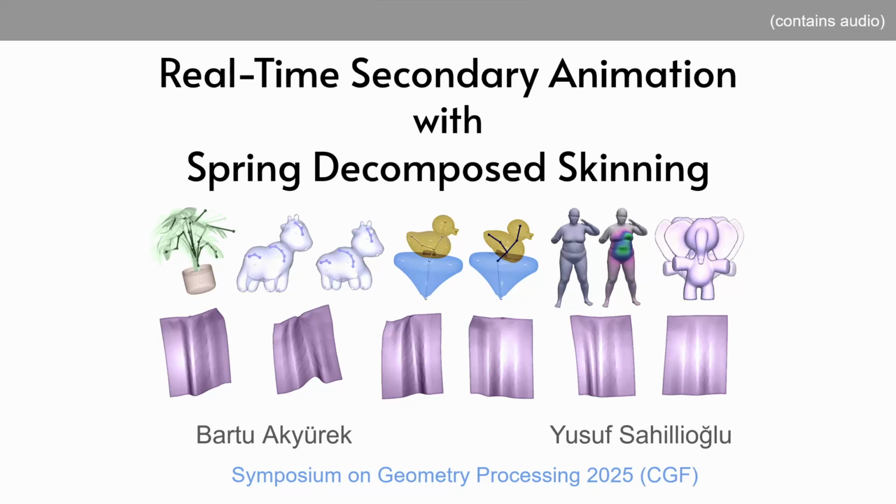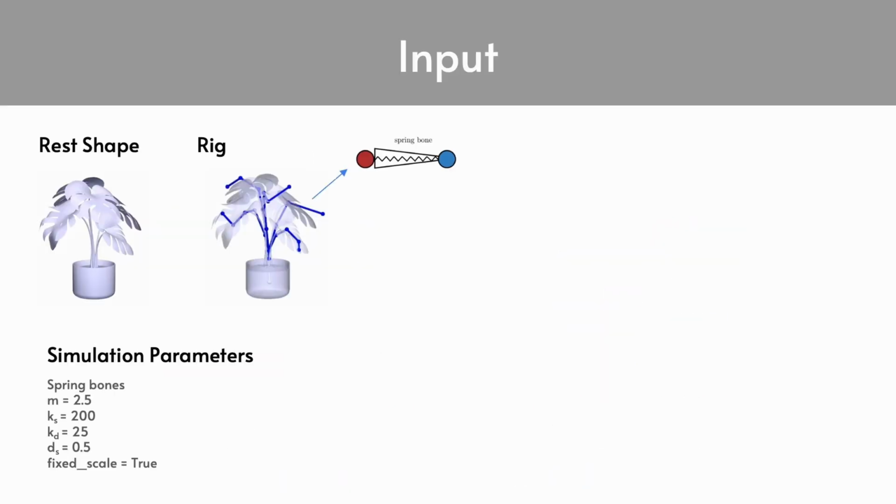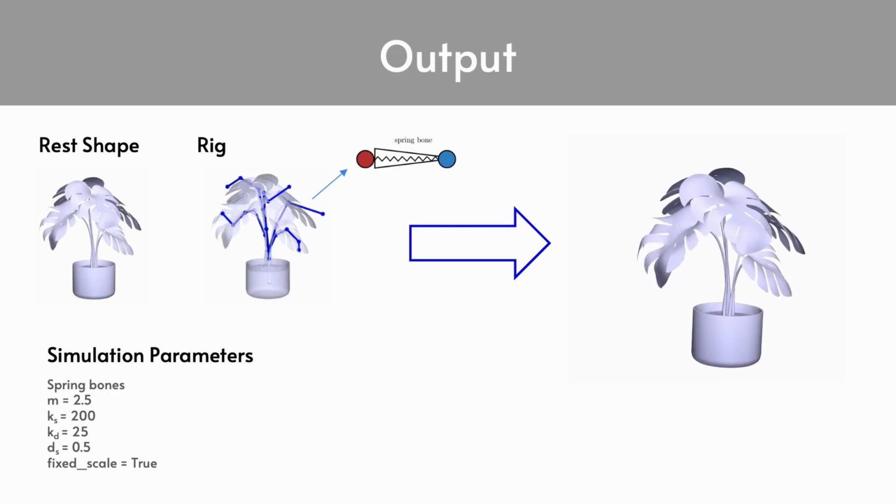We present a framework to integrate secondary motion into the existing animation pipelines. Initially, a rest pose and its animation sequence is given. The user determines the bones to be simulated as mass spring systems and the simulation parameters. Then, our pipeline automatically computes the secondary animation.